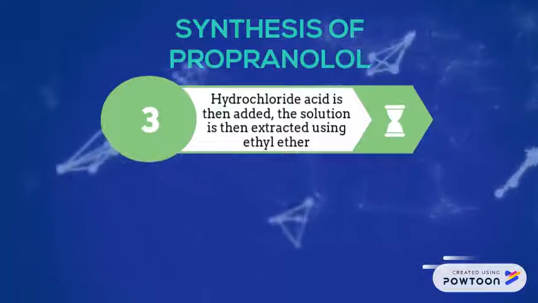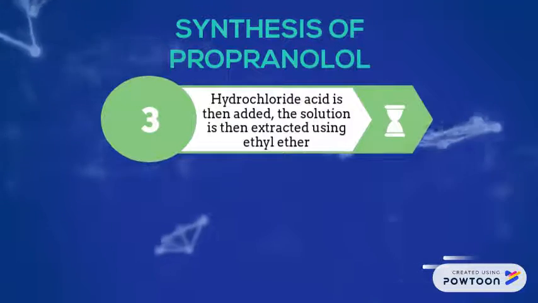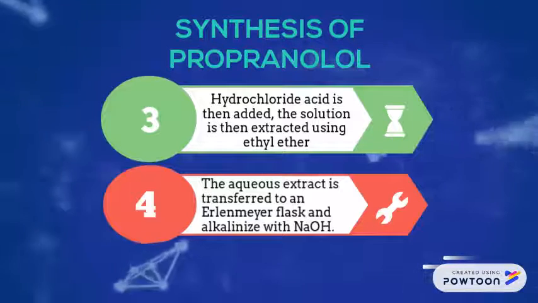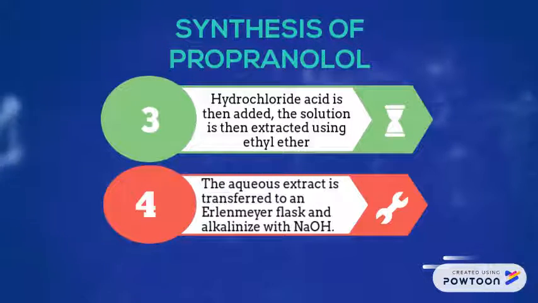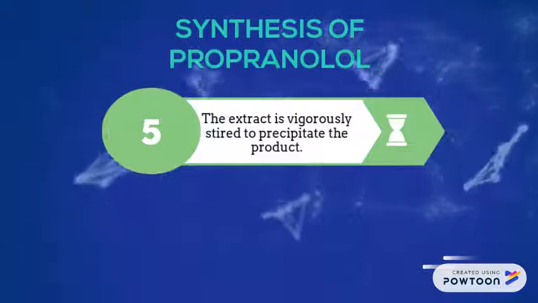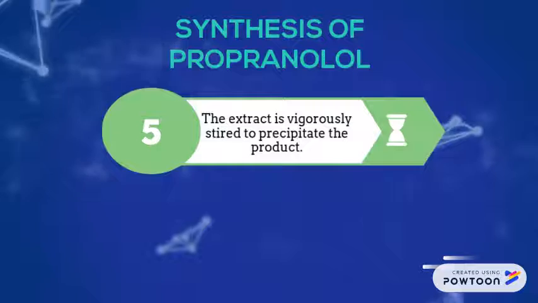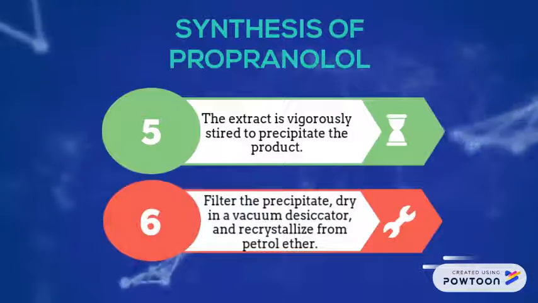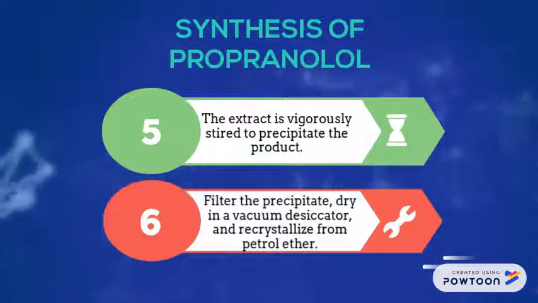The solution is then extracted using ethyl ether. The aqueous extract is transferred to an Erlenmeyer flask and alkalinized with sodium hydroxide. In an ice bath of 0 degrees Celsius, the extract is vigorously stirred to precipitate the product. The precipitate is filtered, dried in a vacuum desiccator and recrystallized from petroleum ether.